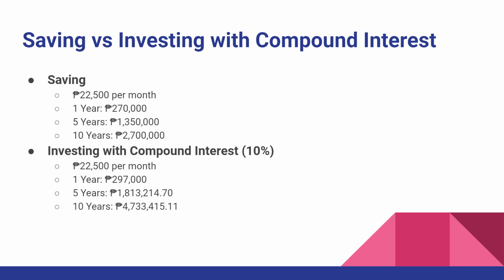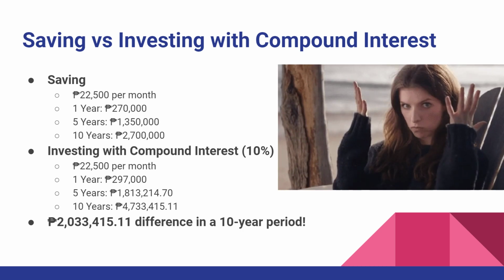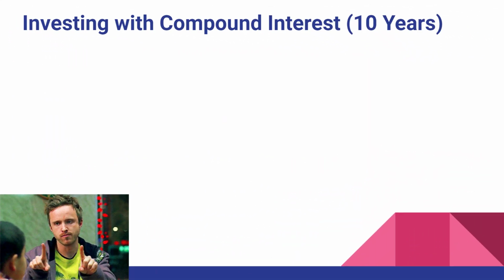And then in 10 years, this is mind-boggling. Compared to saving, that is almost a 2 million difference, more than 2 million. Look at that, 4.733 million in 10 years with compounding interest. See, in a 10-year period, if you're just patient, consistent, and you do your research and put your money on a smart investment vehicle, you can achieve this. Mind blown, right? So yeah, investing with compound interest.